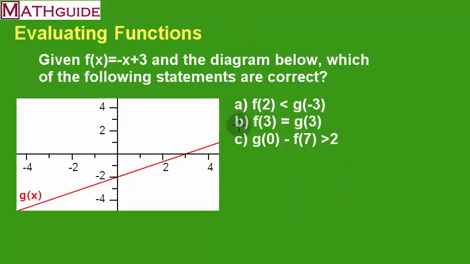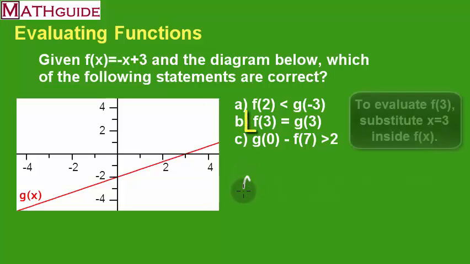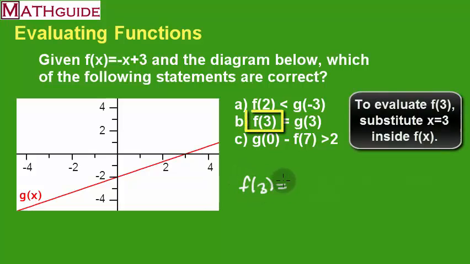Let's calculate f of 3 for part b. Well, let's see, f of 3. Now we're going to replace the x value with 3. So this says negative 3 plus 3, and we know that negative 3 plus 3 is equal to 0.